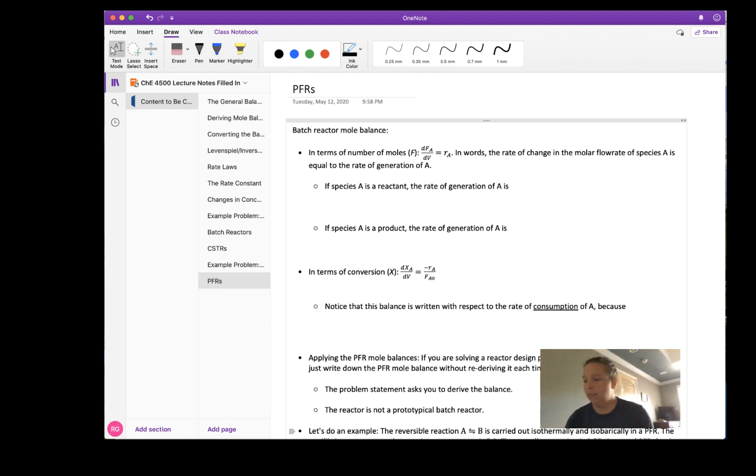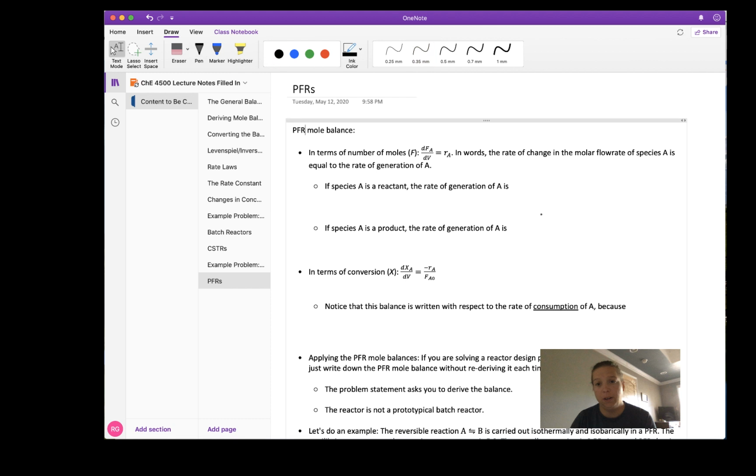Okay, so in this lecture, we will apply the PFR mole balance. The forms for that, written in terms of molar flow rates, we've said dFA/dV is equal to rA, or in other words, the rate of change in the molar flow rate of species A is equal to the rate of generation of A.